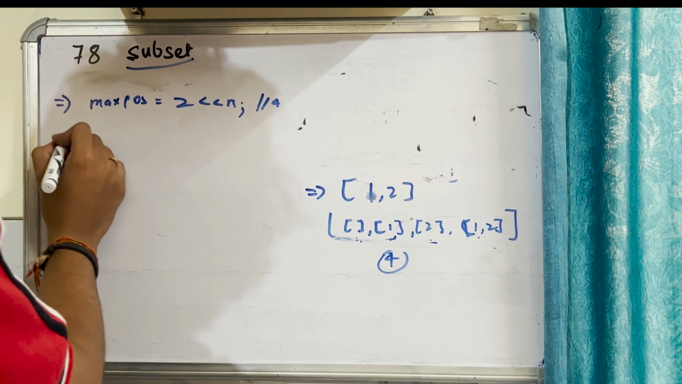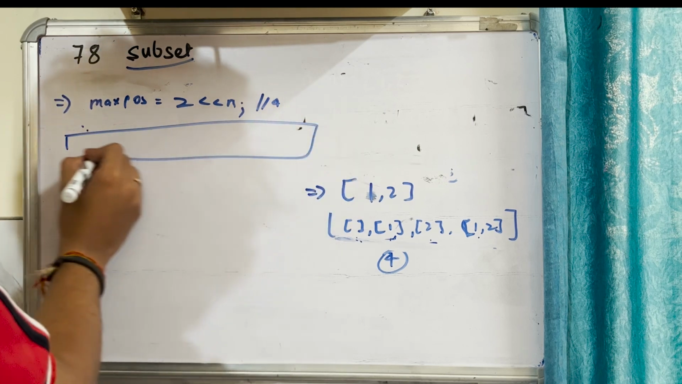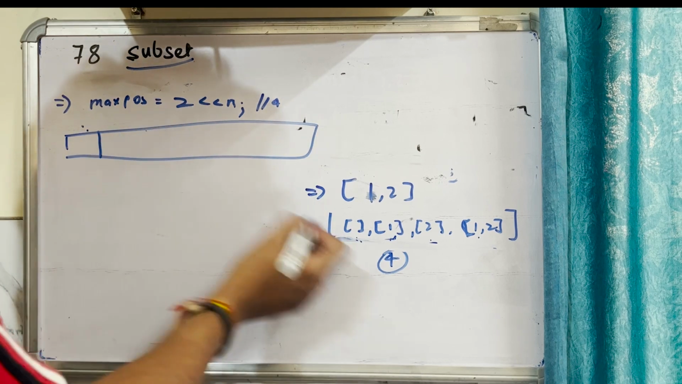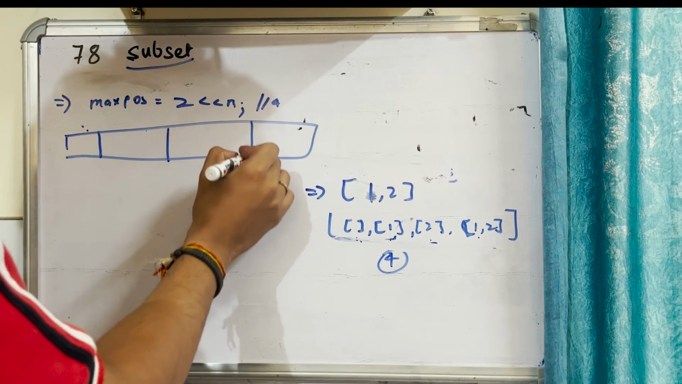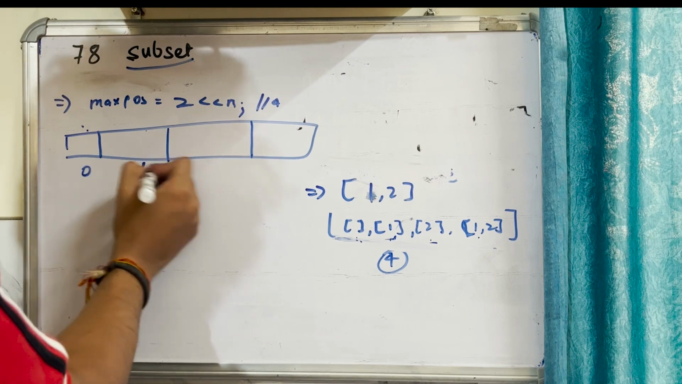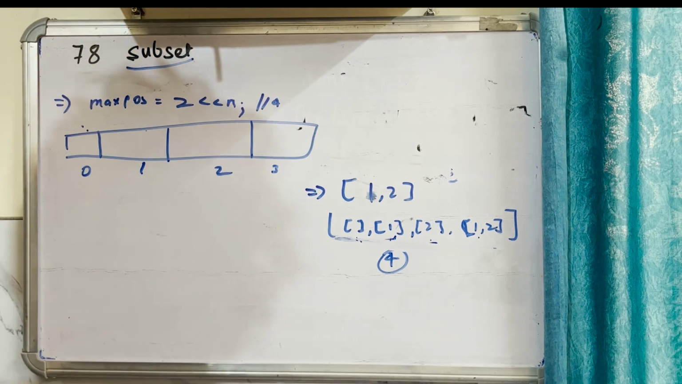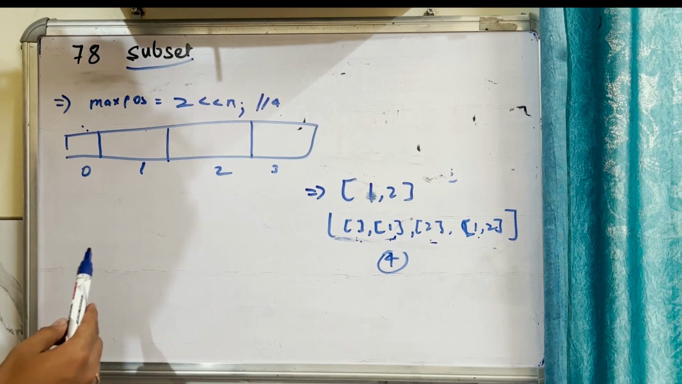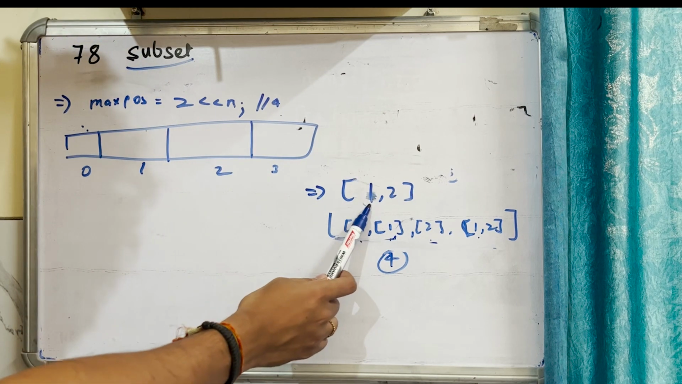Okay, so here what you'll do, you'll create a 2D array, which will be the size of the maximum possible subsets, so it will be 4: 1, 2, 3, 4. And then what you'll do, using bit manipulation, for example, let me tell you. Maximum you will have 4 subsets. So for each subset you'll pick these elements.